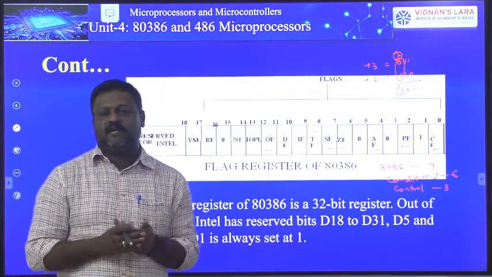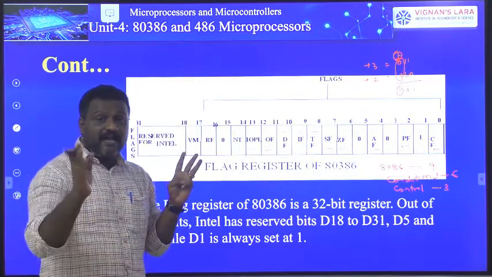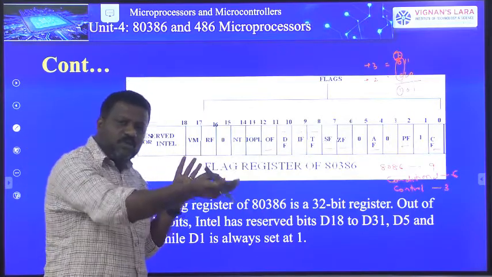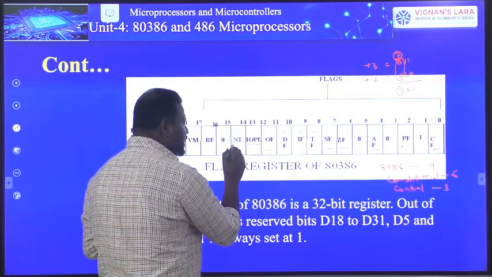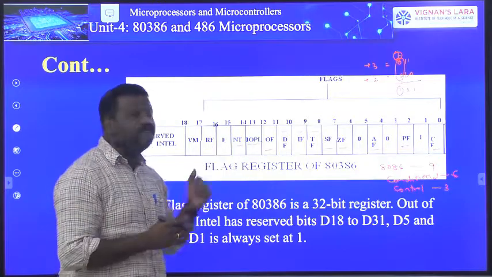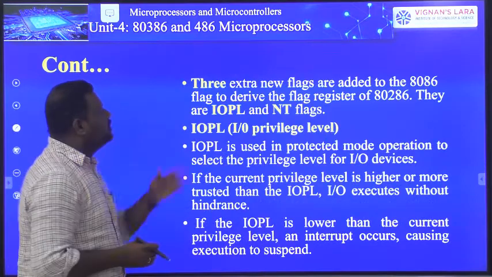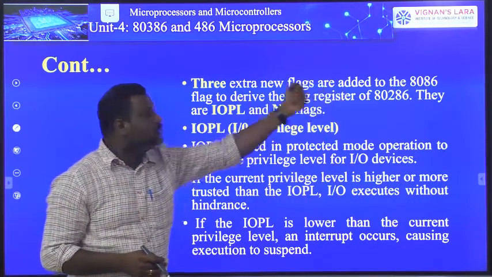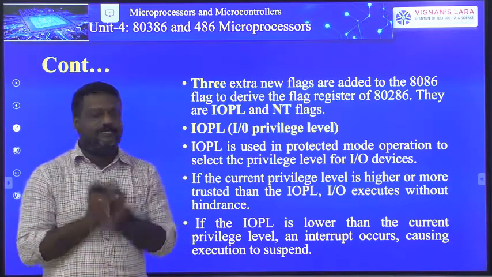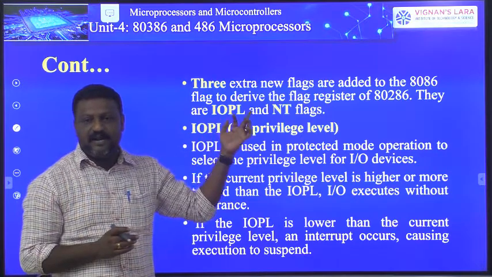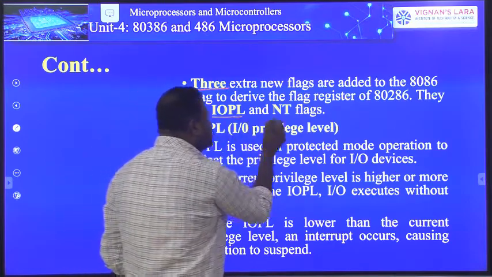They are set and reset conditions. Fine. And next, coming to the new 3 flags added in the case of 80286 when you move from 8086 to 286. That is IOPL and the second one is NT. One is IOPL and the second one is NT. That's what I was mentioning here. That is, 3 extra new flags are added to the 8086 flags to derive the flag register of 80286. They are IOPL and NT. Don't be confused, friends.